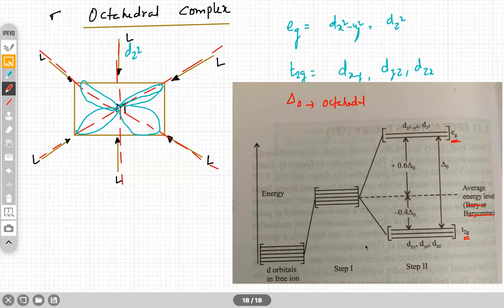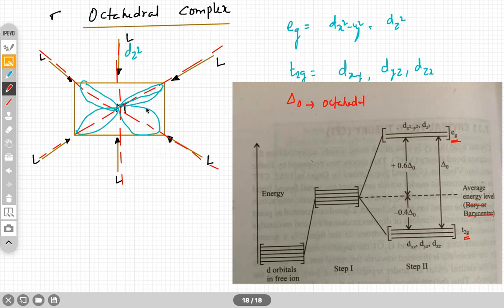Sir, the way we have assumed the ligands are approaching the metal atom along the axis, is it only an assumption or is it actually like that? No, actually we are assuming an octahedral complex. To form an octahedral complex, obviously the ligand has to approach this way. Otherwise, it won't form. Sir, but then the axis can be oriented in any other way also, right? For an octahedral complex, it has to be this way.